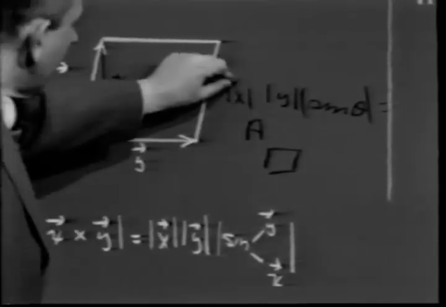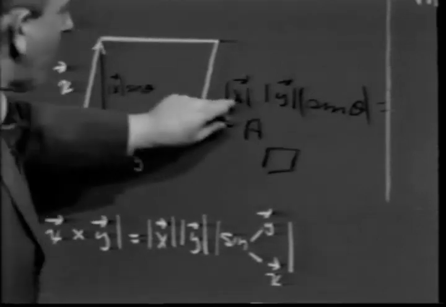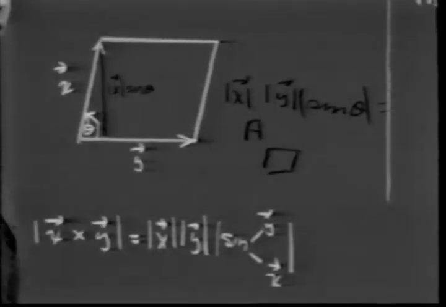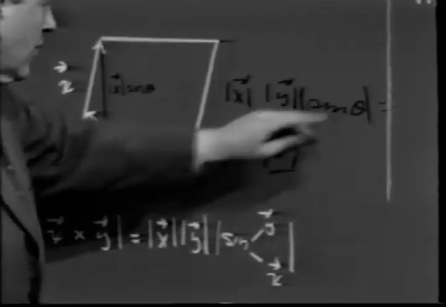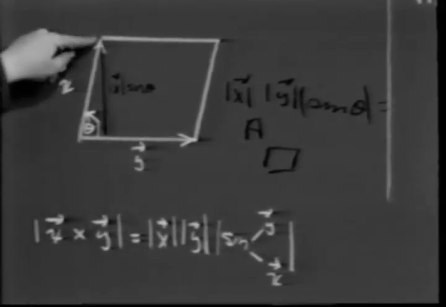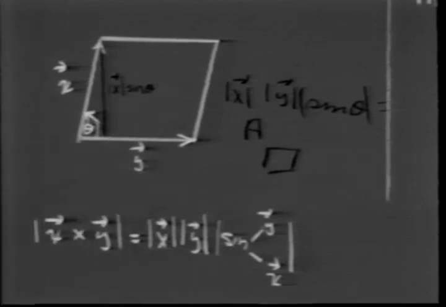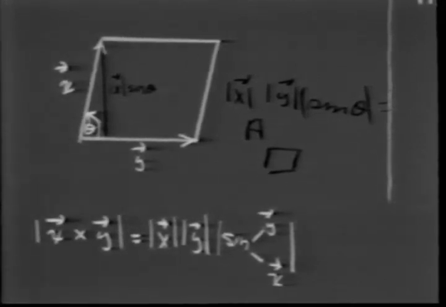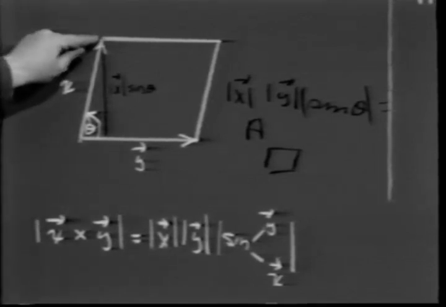In other words, notice that this is, by definition, the magnitude of x cross y. X cross y is a vector whose magnitude is this. In other words, the magnitude of x cross y is the area of the parallelogram determined by x and y, which gives you a rather nice, interesting interpretation.